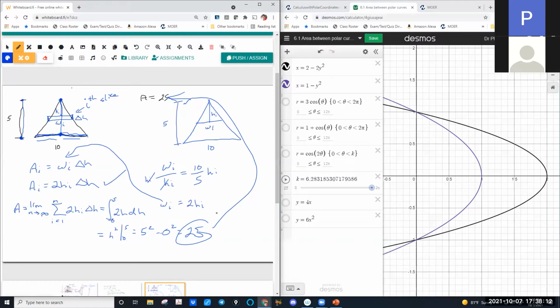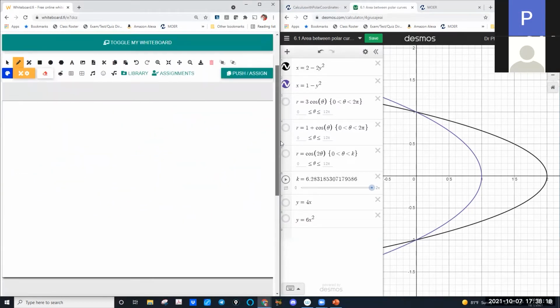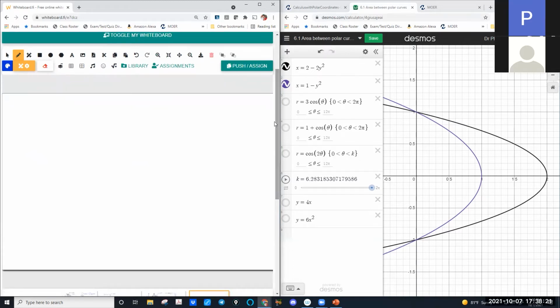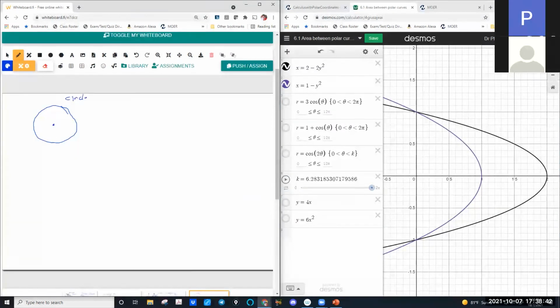All right, let's look at one more on slicing. Let's do a circle. Again, this one was in the online lesson, but it's a good one to look at. All right, so we have a circle, and this time we're going to actually derive the formula for the area of a circle. Let's do it in general, of radius r. Actually, let's make it capital R. All right, so that's the radius of the circle.